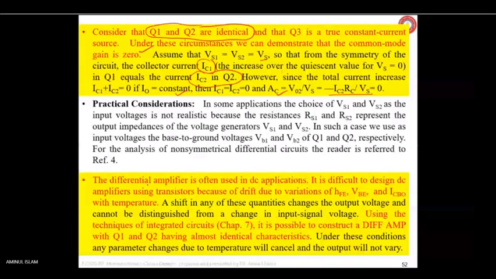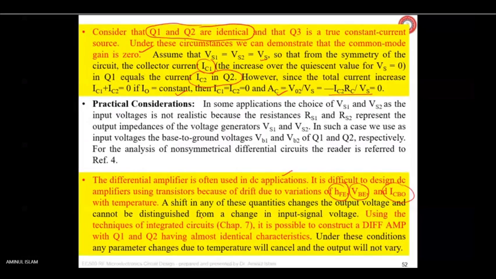The differential amplifier is often used in DC applications. It is difficult to design DC amplifiers using transistors because of drift due to variation in hFE, VBE, and ICBO. These are the parameters of the BJT, bipolar junction transistors. If there is a variation with temperature, it is difficult to design a DC amplifier, a differential amplifier.